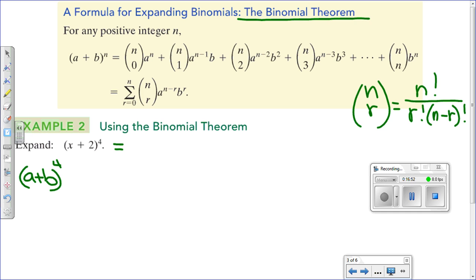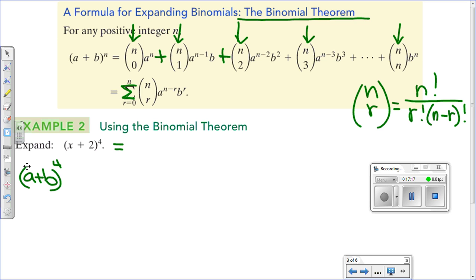Now, the binomial theorem is the one that tells you how to find the coefficients, right here. But it also tells you what to do with the variables, just like we did. And it is no coincidence that it's actually a summation. Do you guys remember that? Yes? With sigma? It is a summation. So let's expand that one.